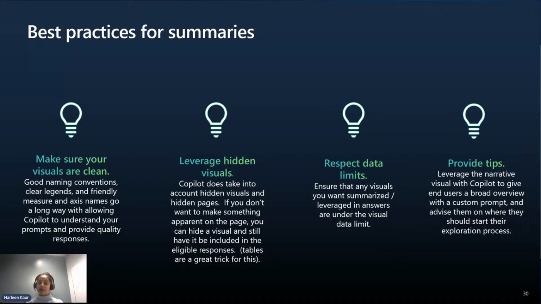For summaries, make sure that your visuals are clean. That is, they have a good naming convention, clear legends, and so on. You do not need to have a visual on the page to get a summary. Copilot does take into account hidden visuals and hidden pages. If you don't want to make something apparent on the page, you can hide it and it will still be included in the eligible responses. Ensure that all the visuals that you want to summarize have the data limit that I talked about previously.